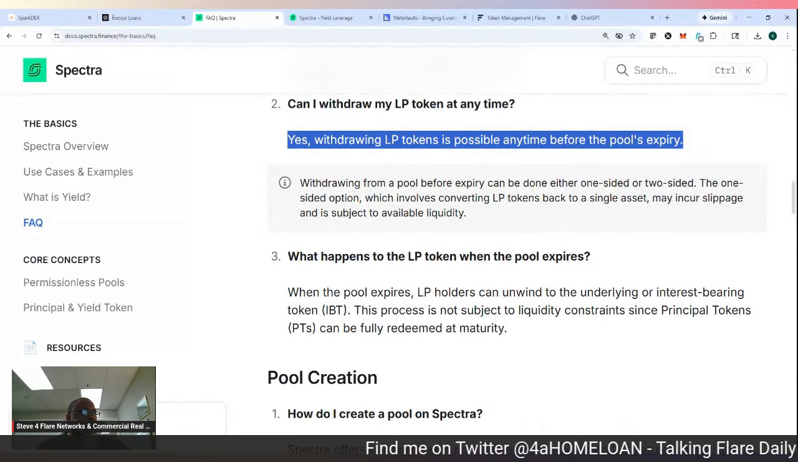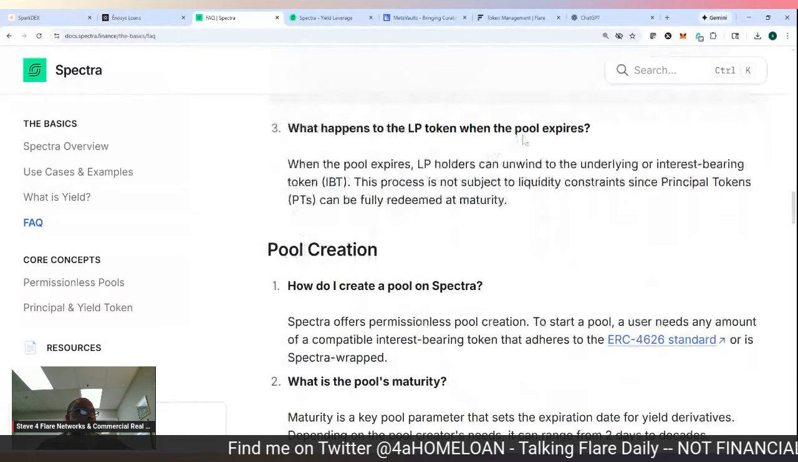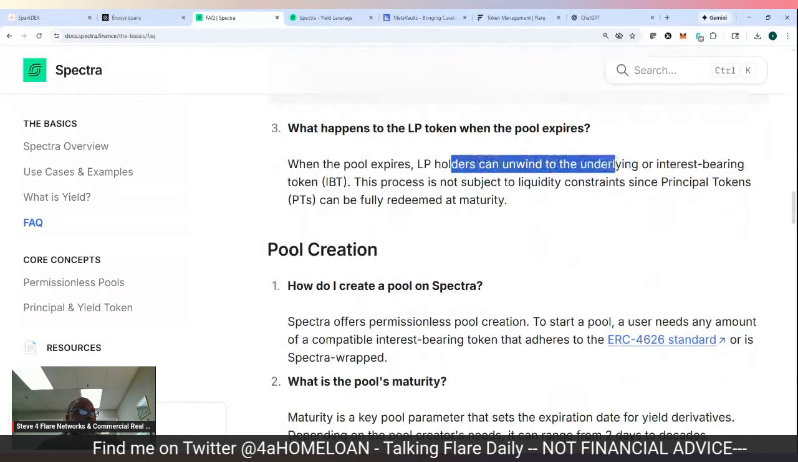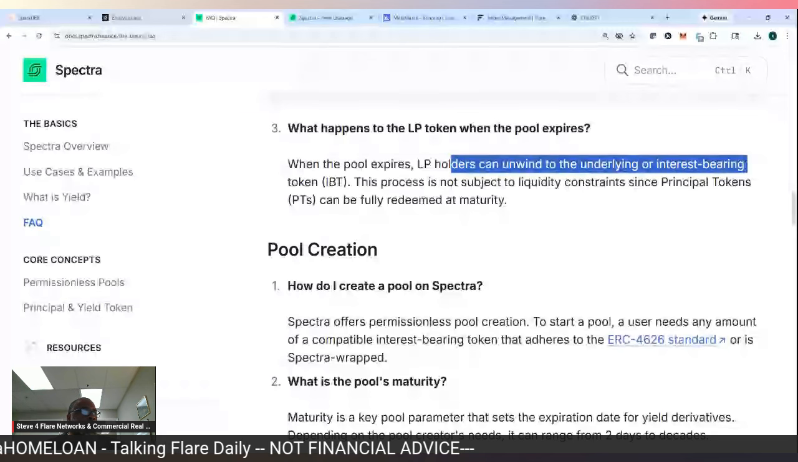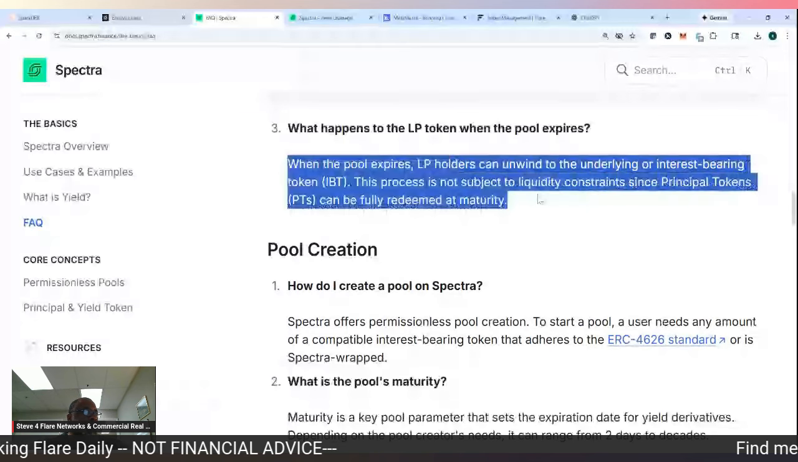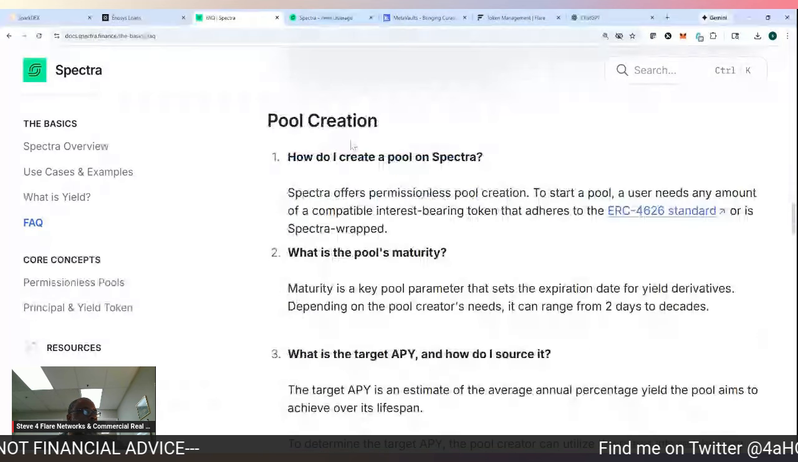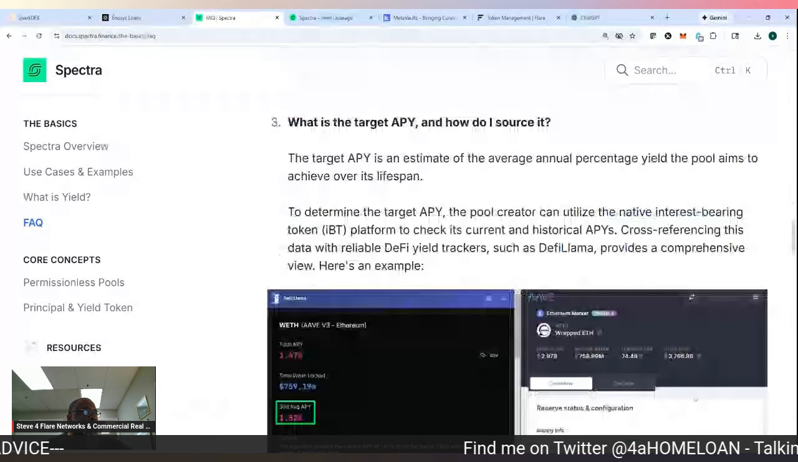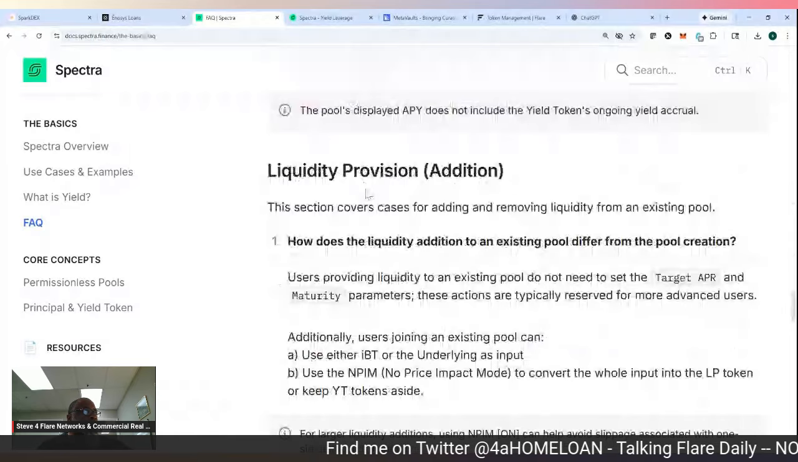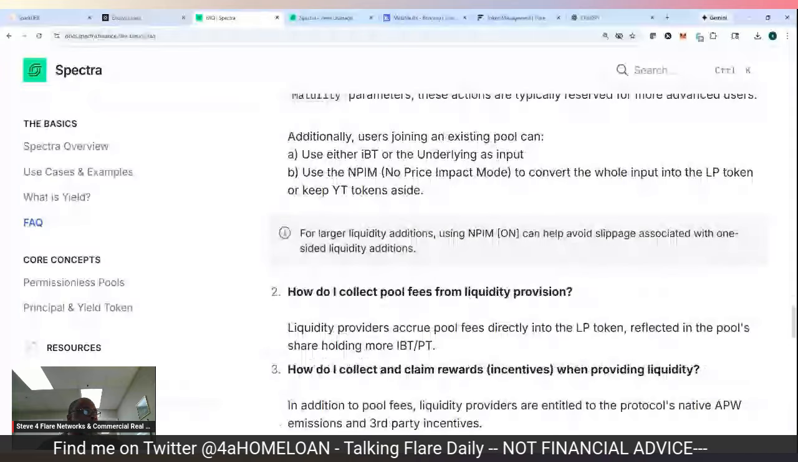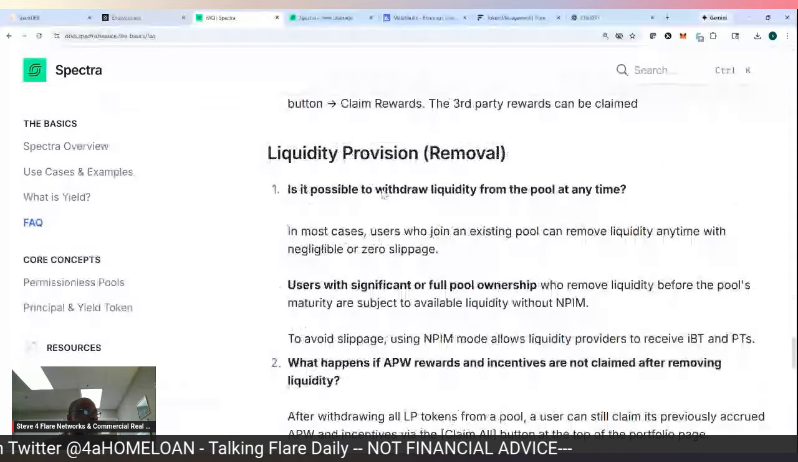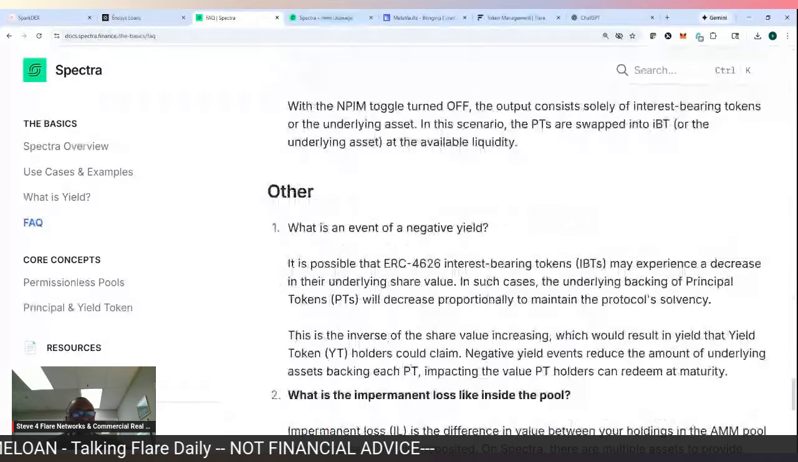Okay, what happens to the LP token when the pool expires? We can simply unwind to the underlying or the interest-bearing token, sFLR. That's not subject to liquidity constraints, and they can be fully redeemed at maturity. If you wanted to create pools, there's more information on that. Liquidity provisions, how to provide liquidity, we talked about that, and how to remove it. So there you go, there's the information you've got, guys.